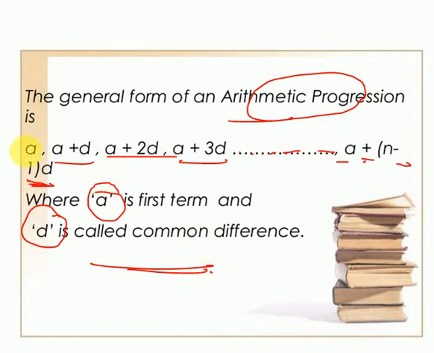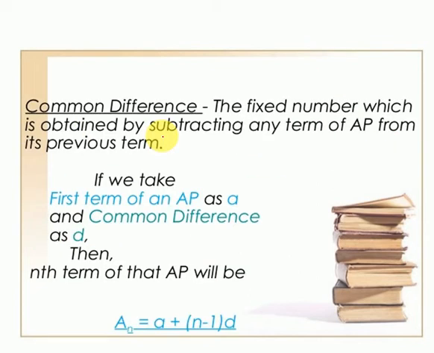First of all, the first term is a only. Then the second term will be when we add d to the first term. Then the third term will be a plus 2d. Okay, understood? Okay. Now common difference: the fixed number which is obtained by subtracting any term of an AP from the next term.